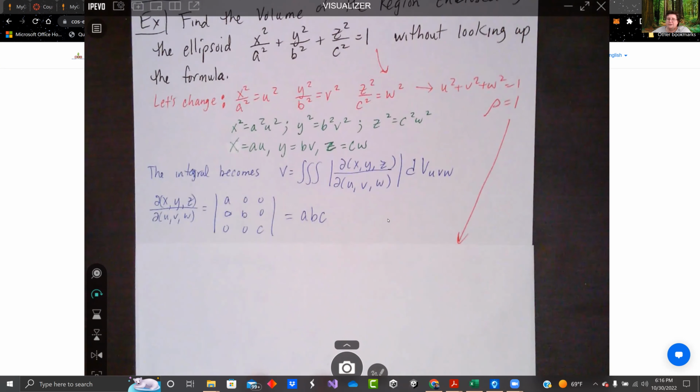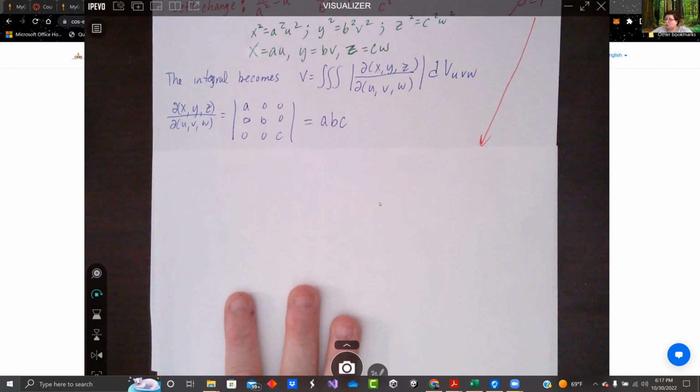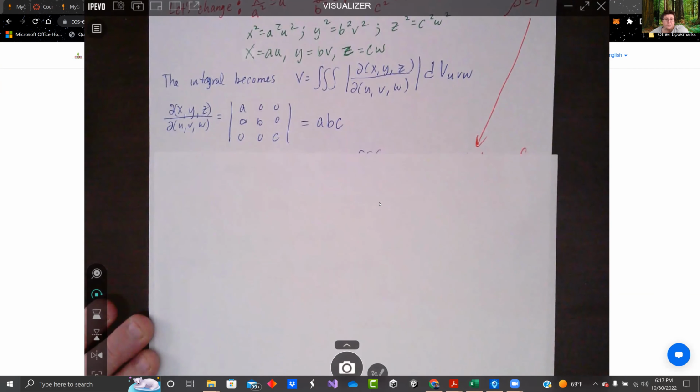So the partial of x, y, and z with respect to u, v, and w gives us this matrix with a, 0, 0 along the top, 0, b, 0 along the middle, and 0, 0, c along the bottom. The determinant of that matrix, since it's just the diagonal, is abc. You can go through and work it out, but you'll learn that again in linear algebra. The determinant of a diagonal matrix is the product of the diagonal components. So I've got abc as my Jacobian.